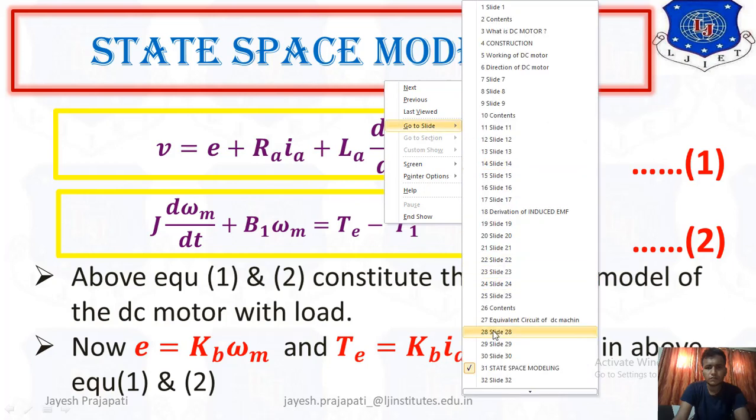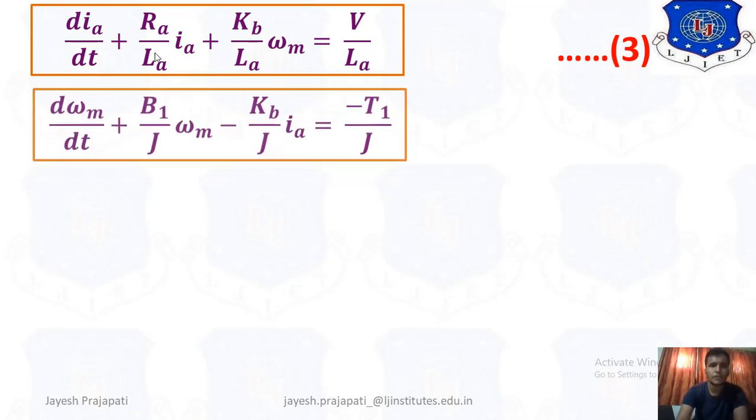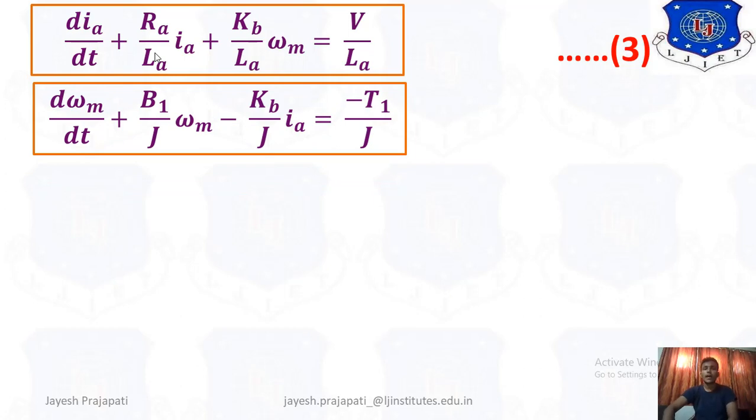Okay, Ra divided by La and Kb divided by La, omega m is equal to V divided by La. We can say that is equation number 3. Now we also have to substitute the air gap torque Te. So the equation becomes like this: d omega m divided by dt plus b1 divided by j into omega m minus kb divided by j ia is equal to minus t1 divided by j.